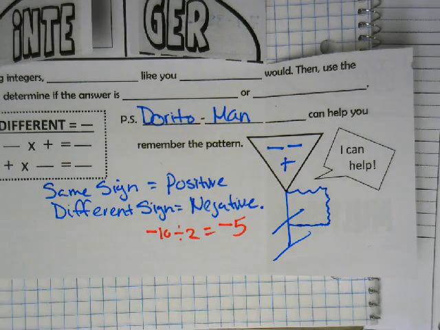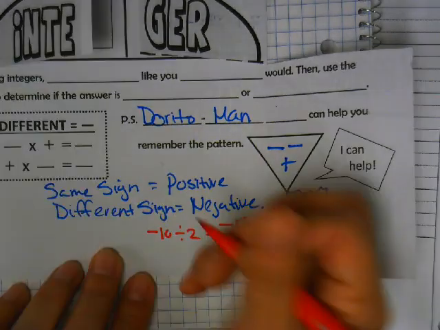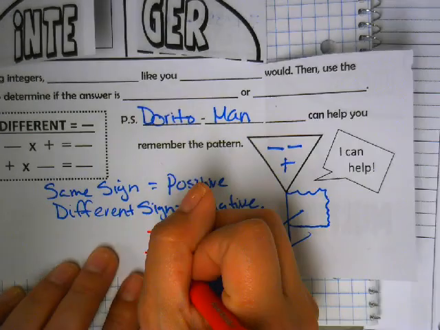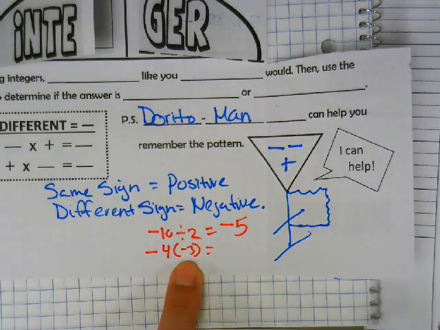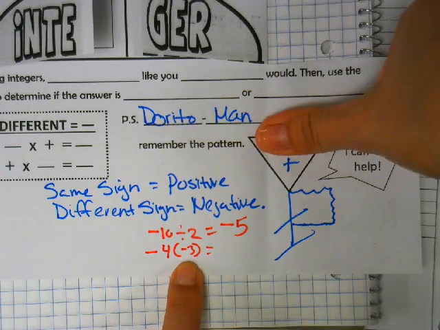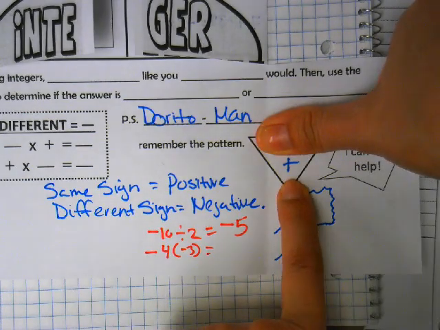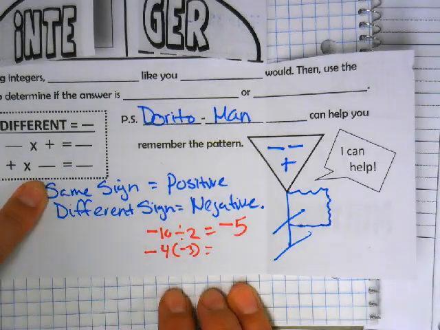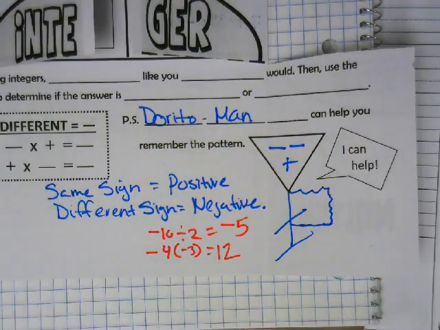Or you can just know if the signs are the same, it's a positive. If the signs are different, it's a negative. So if it was -4 times -3, cover up your 2 negatives, right? What am I left with? A positive. You can also think about it as same sign equals a positive, so my answer would be +12.